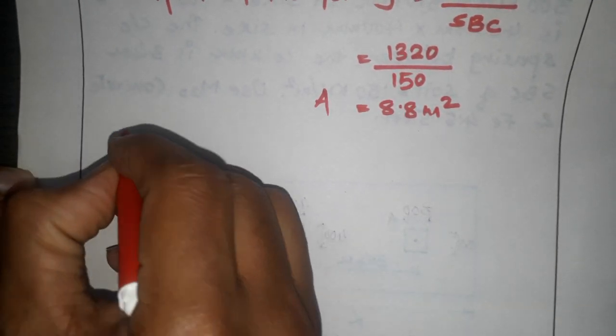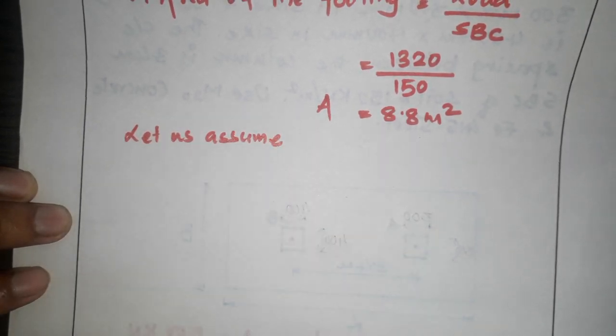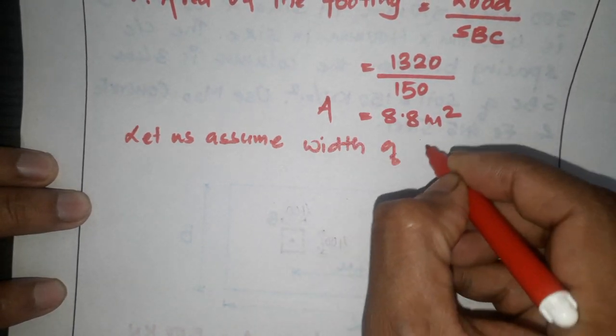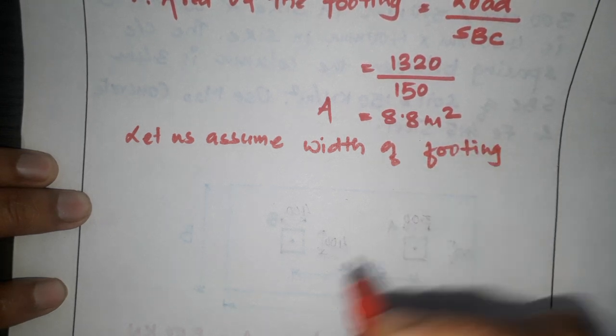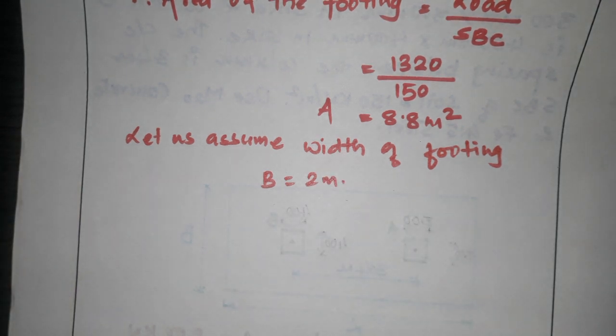So let us assume the width of the footing B is equal to 2 meter. If it is not mentioned in the question, it's my request, you assume the minimum width of the footing as 2 meter. We can assume 1.8 also, 1.8 to 2 meter, but better to round the figure to 2 meter. So let us assume the width of the footing is equal to 2 meter.